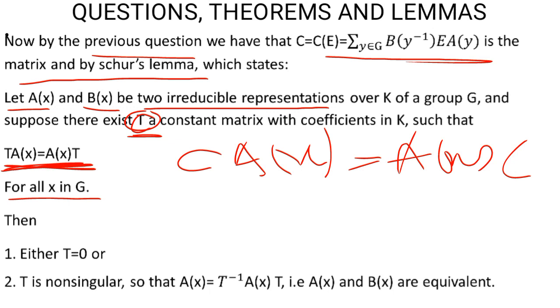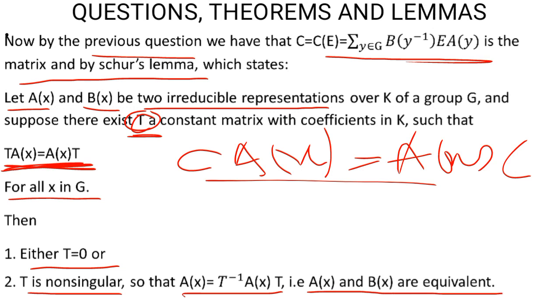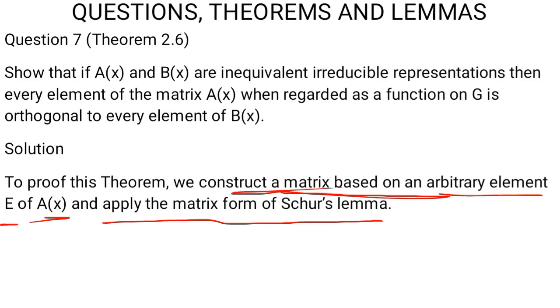Then two things will happen if you have this kind of relationship. So we have the relationship and we're having two conditions, says Schur's lemma. It says that either T is equal to 0 or T is non-singular, so that this relationship holds, and that it will only hold on the grounds that A and B are what? Are equivalent. But what does our own question say? Our question says that A(x) and B(x) are inequivalent.